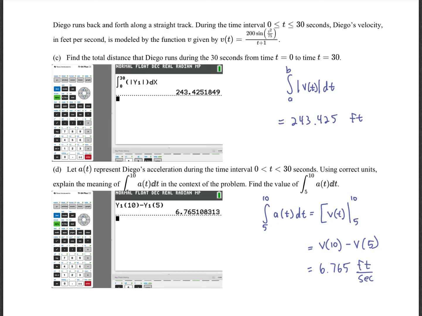So we'll say on the interval from 5 to 10, Diego's net change in velocity was 6.765 feet per second. Okay, something like that.